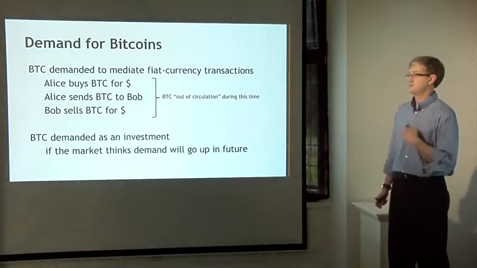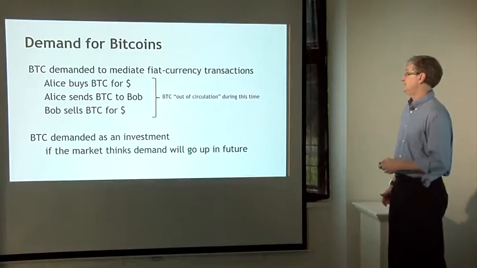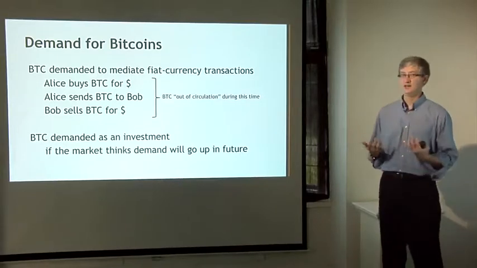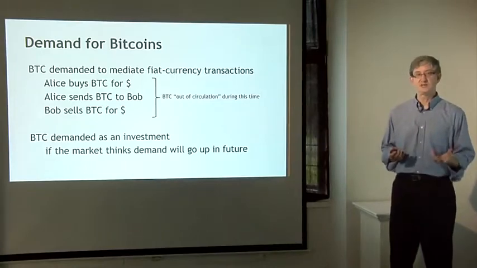But the key thing for the purpose of Bitcoin demand is that the Bitcoins that are mediating this transaction, that are bought by Alice in step 1 and sold by Bob in step 3, have to be taken out of circulation, and they're devoted to serving this transaction during the time that the transaction is going on. And that creates a demand for those Bitcoins.